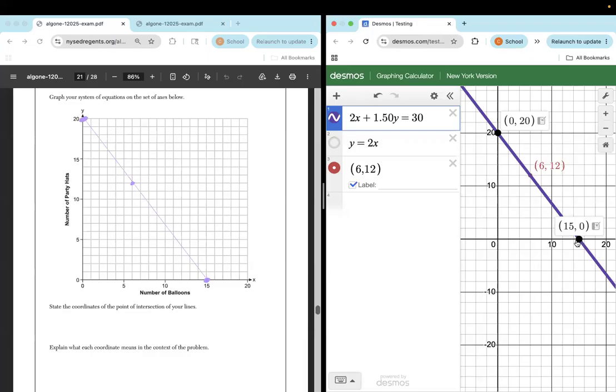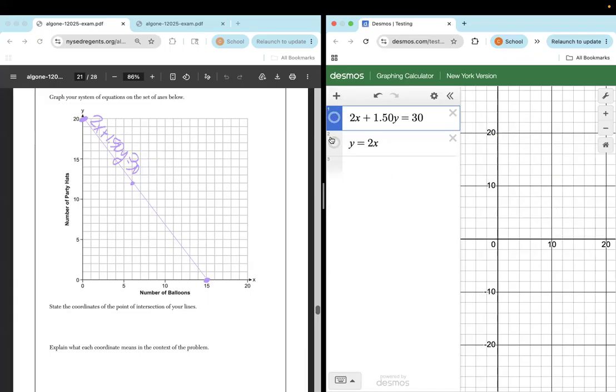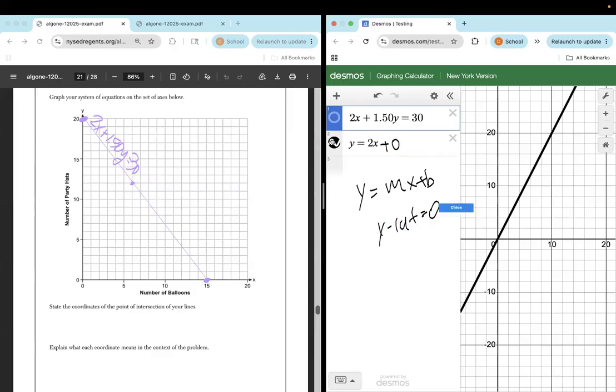Okay, let's graph the other one. Oh, one more thing. We should label. Anytime we graph 2 things on the same graph, label them. So this one is 2x plus 150y equals 30. Labeled. Good. Now we're going to graph the other line. y equals 2x. Now, this is in slope-intercept form. The y-intercept, or b, is 0, and the slope, or m, is 2.